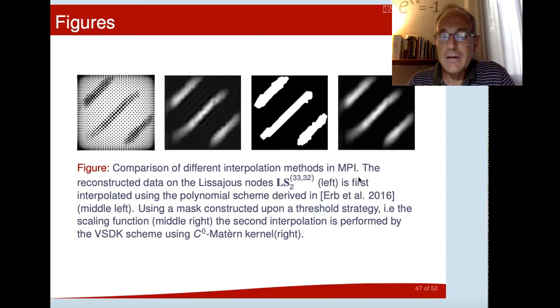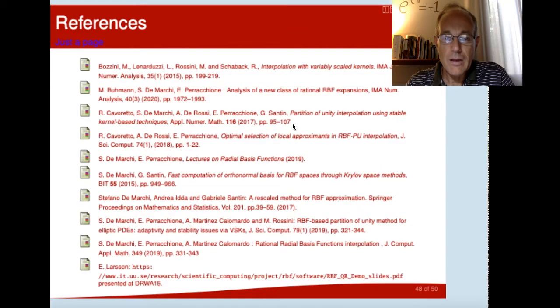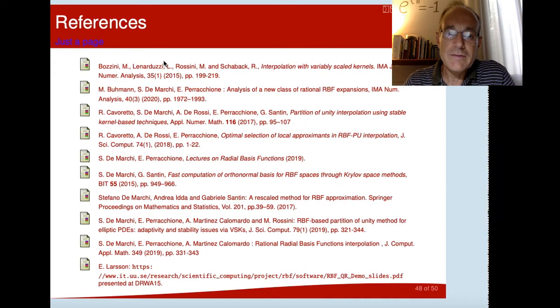So on the left, you get the data on the Lissajous nodes. This is what you get, and the reconstruction obtained using that. But if we know exactly by the classification algorithm where the discontinuities are, then on the right we have the result obtained using our technique, using the VSDK approach, and visibly the result is much nicer. But you can confirm this also using many indicators like the SSIM, the structural similarity, or other indicators for image analysis.